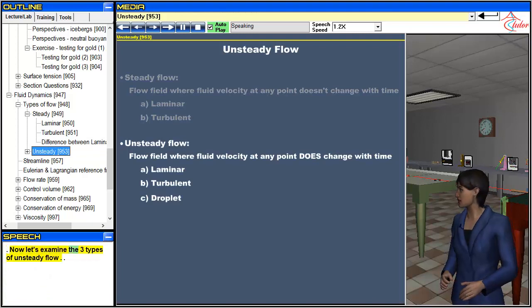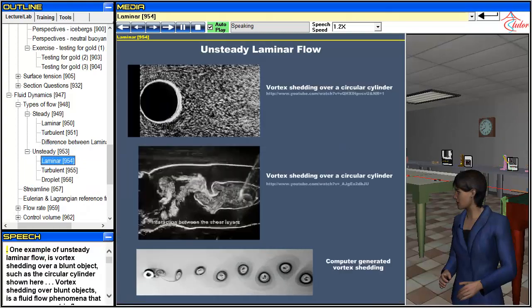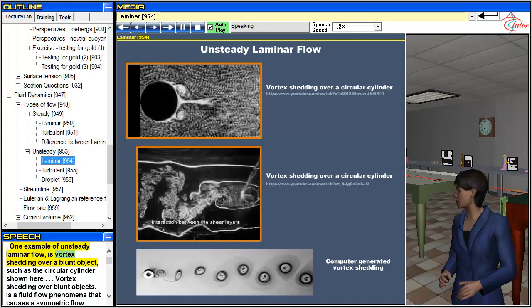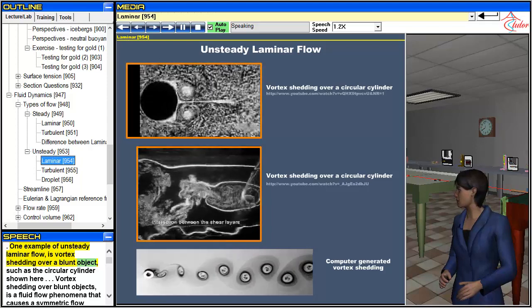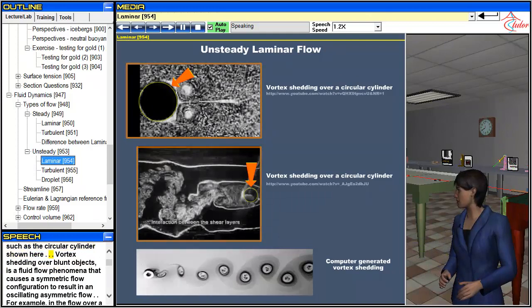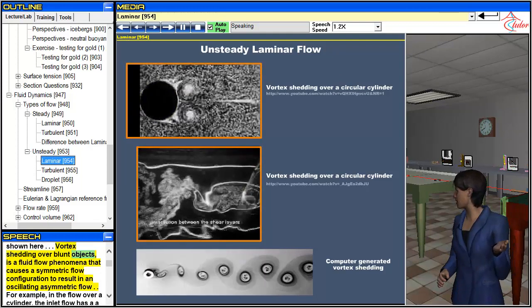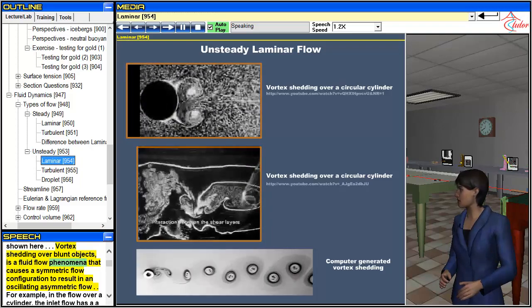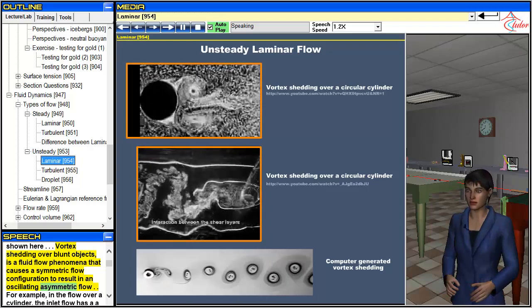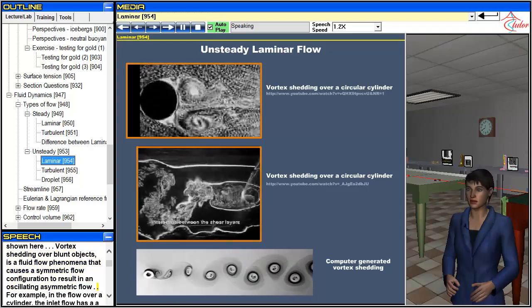Now let's examine the three types of unsteady flow. One example of unsteady laminar flow is vortex shedding over a blunt object, such as the circular cylinder shown here. Vortex shedding over blunt objects is a fluid flow phenomenon that causes a symmetric flow configuration to result in an oscillating asymmetric flow.